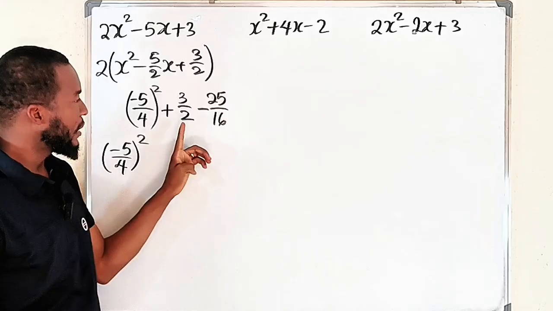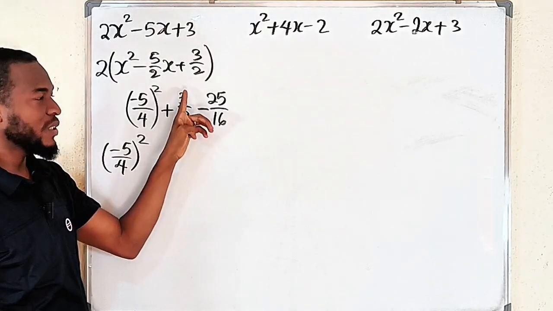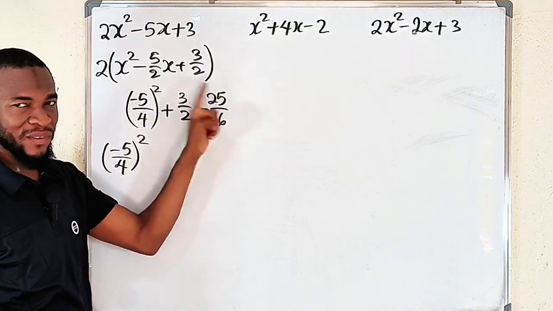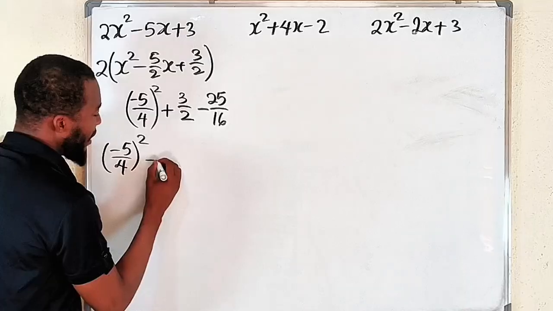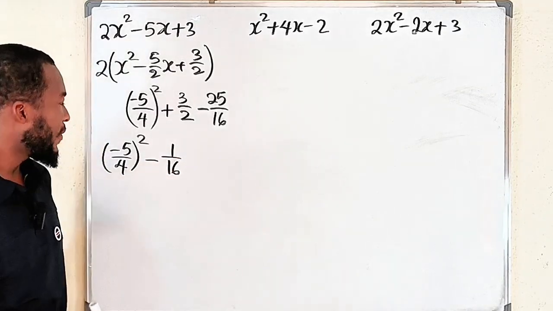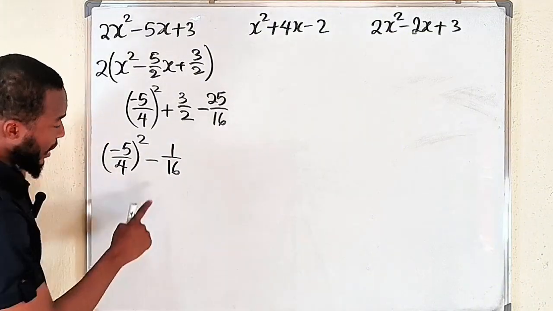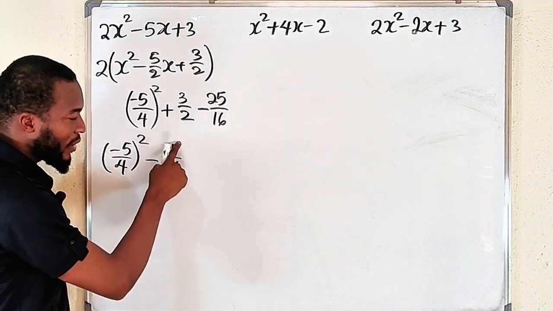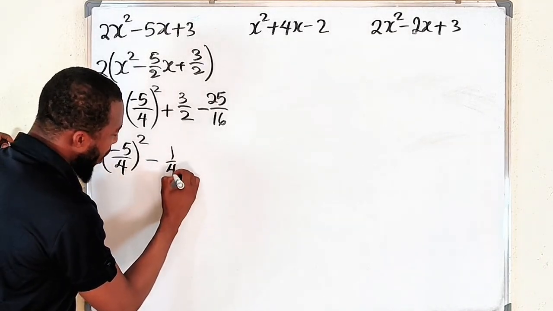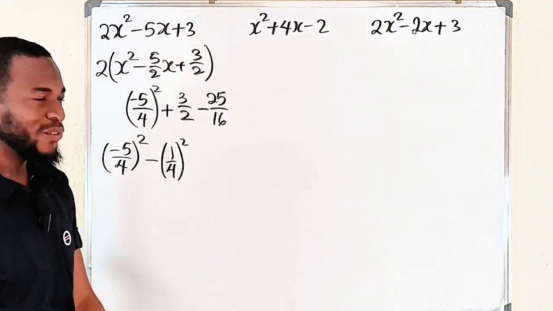will be what? We can make this one 16 by multiplying by 8, but remember you have to multiply the top by 8. 3 times 8 is 24, and 24 minus 25 is negative 1. So we have negative 1 divided by 16. But we know that negative 1 divided by 16 is the same thing as negative 1 divided by 4 whole squared, because 4 squared is 16, 1 squared is 1. So instead, we can write this one as 1 over 4 whole squared. Yes, this is nothing but difference of two squares.